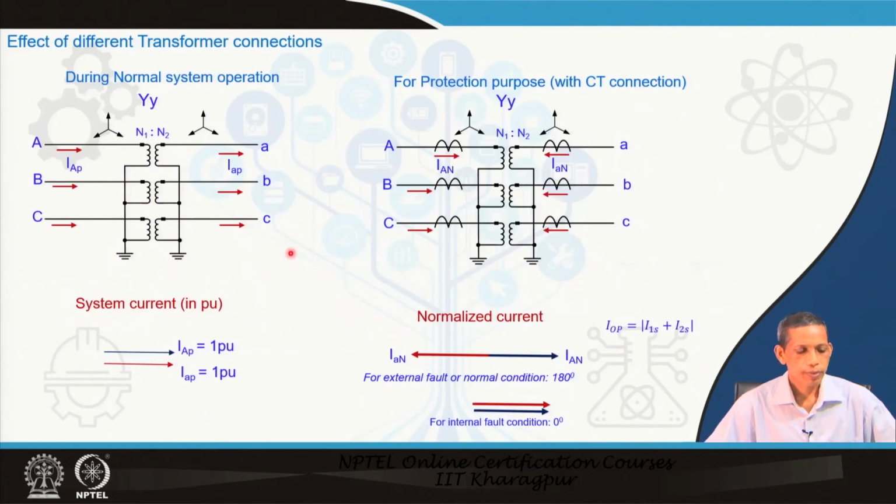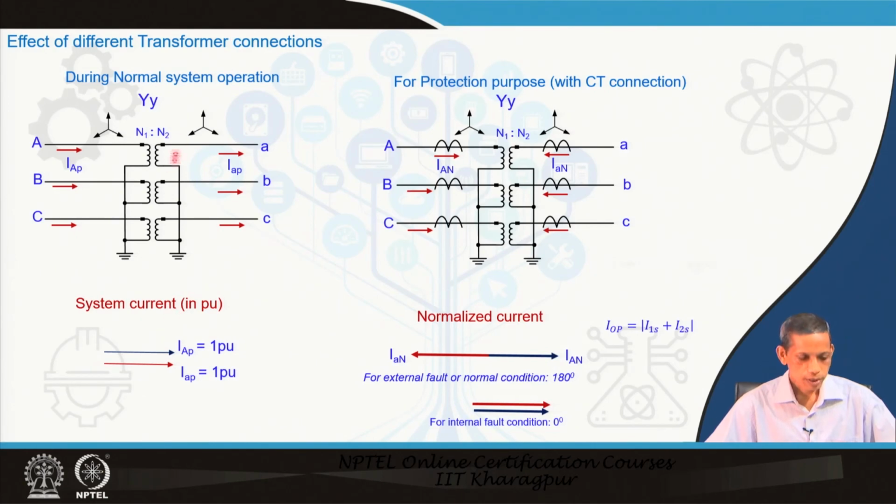Now, come to different transformer connections, and how they affect the relaying perspective in percentage biased relaying applications. Let us say a simple one, star star, or similarly delta delta also. We know they do not have any phase difference, so we consider 0 degree phase difference. This is the system side current, the high voltage side is capital Y, capital A corresponds to the high voltage side, small a corresponds to the low voltage side. Both are star grounded. So, this is the primary current and this is the loading condition current flowing here.